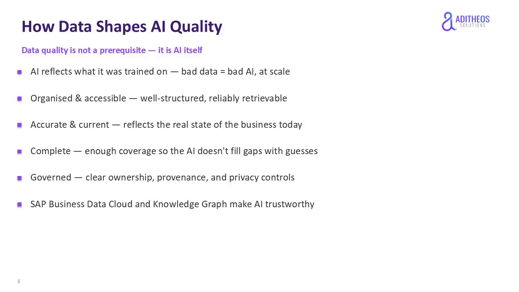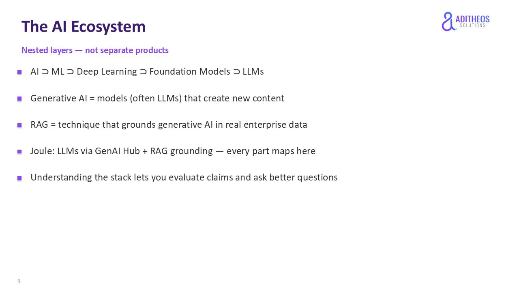For enterprise AI to deliver genuine value, your underlying data needs to be organized and accessible, accurate and current, complete enough that the AI isn't filling gaps with guesswork, and governed with clear ownership and privacy controls. This is why SAP's investment in the SAP Business Data Cloud and the SAP Knowledge Graph is so strategically important. They're not just data management tools, they're the foundation that makes enterprise AI trustworthy and actionable, rather than impressive but unreliable.